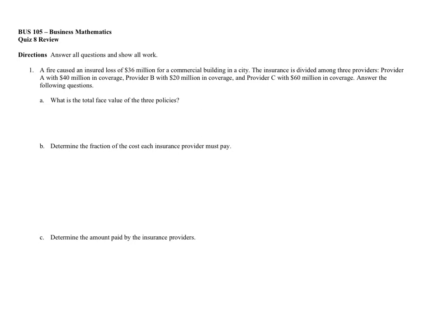To start with, we need to know the total face value of these three policies, and to figure out that amount, we take the 40 million from provider A, add that to the 20 million from provider B, and the 60 million from provider C to reach the total face value of $120 million. So that is the total face value of these three policies combined.